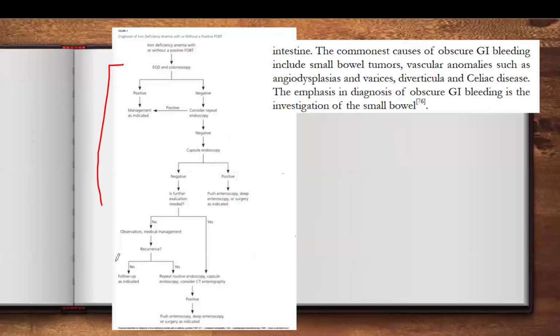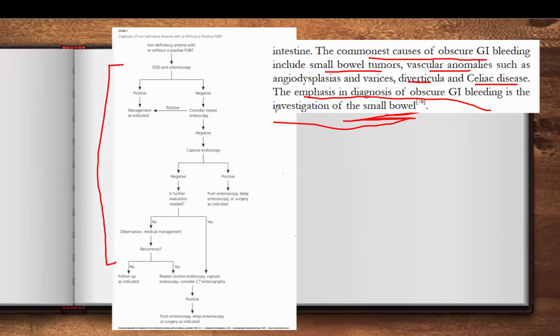Okay, this is a similar one, like I've mentioned, and they've mentioned the common causes of obscure bleeding, of why sometimes the cause cannot be found, because there can be something which is bleeding in the small intestine. Okay, small bowel tumors, any vascular anomalies, any diverticula, or sometimes celiac disease in the small intestine. So the emphasis in diagnosing obscure GI bleeding is the investigation of the small bowel. And for this purpose, capsule endoscopy is the best one.